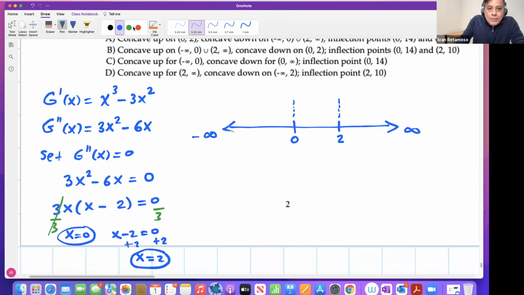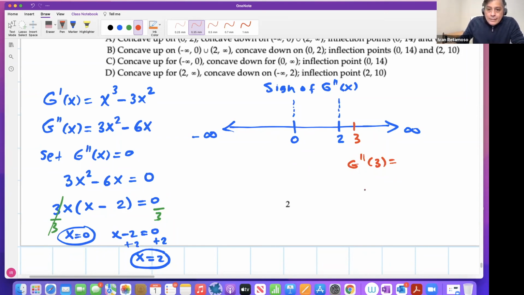Let's use test points to figure out the signs of the second derivative, G double prime. A good test point here could be 3. So the second derivative evaluated at 3 is what? Well, I have to use my second derivative, which is this guy. 3 squared is 9, 9 times 3 is 27, 6 times 3 is 18, 27 minus 18, I think it's 17, right?